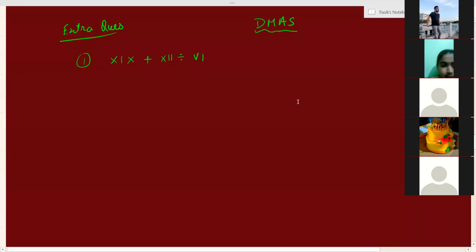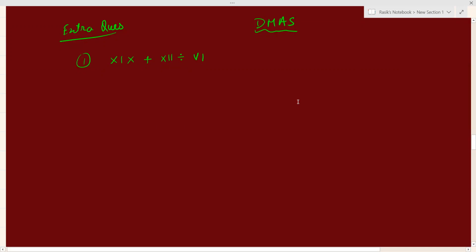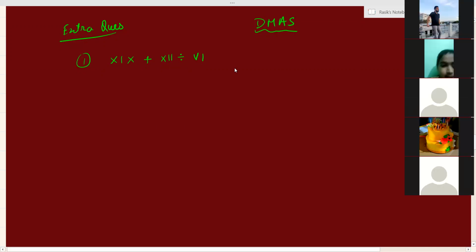Sir, it is too easy, sir. Solve this in your copies, everyone. Send your answer in the chat box. I want to give you all equal opportunity. So please send your answer in the chat box. Let me see how many of you have done it correctly. How many of you remember simplification also? Let me see.